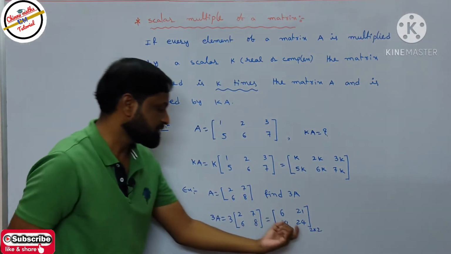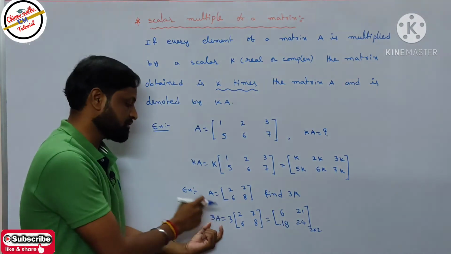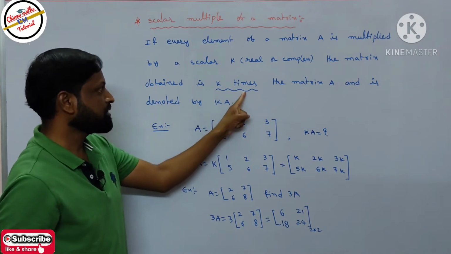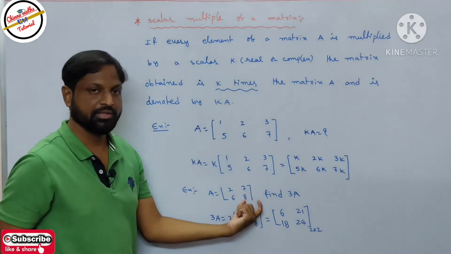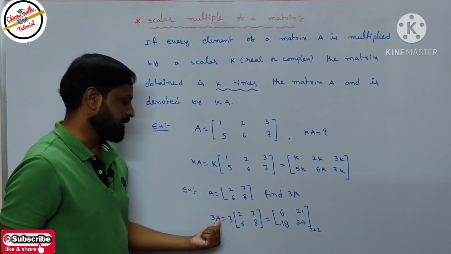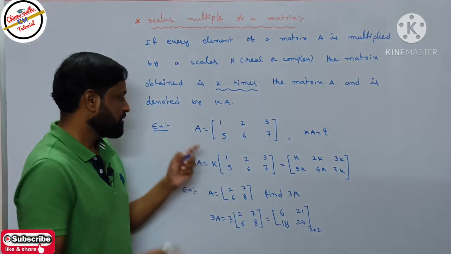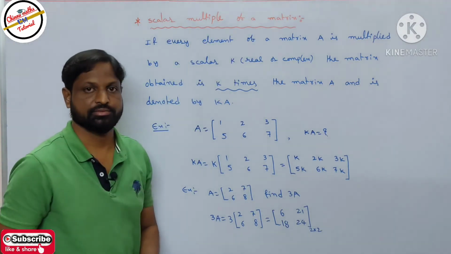This matrix is denoted by how many times you multiply the matrix A, which is 3 times, so 3 into A. K times the matrix A is denoted by KA. How many times do you multiply? 3 times, then 3 into A. So 3 times means 3A, and this matrix is denoted by 3A. These are the two examples for the definition of scalar multiple of a matrix.